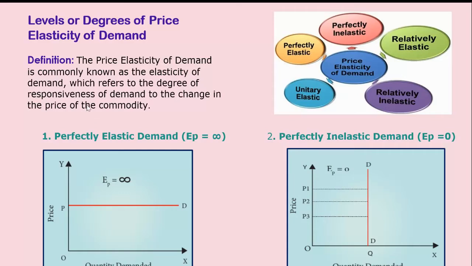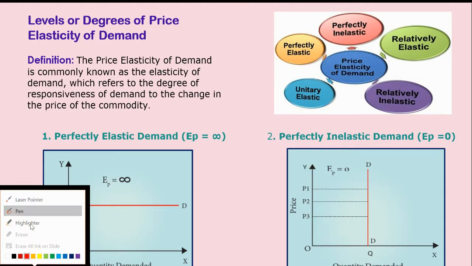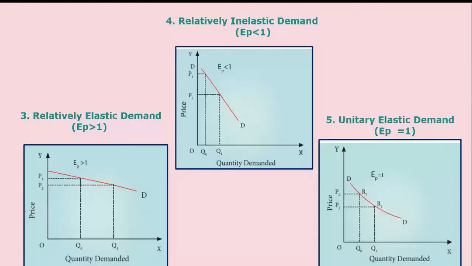We have already seen perfectly elastic demand, perfectly inelastic demand. The next is relatively elastic demand. Relatively elastic demand, or the price elasticity of demand, is greater than 1. Now look at this graph. On the x-axis you have the quantity demanded, and on the y-axis you have the price marked. Here there is a small change in the price.